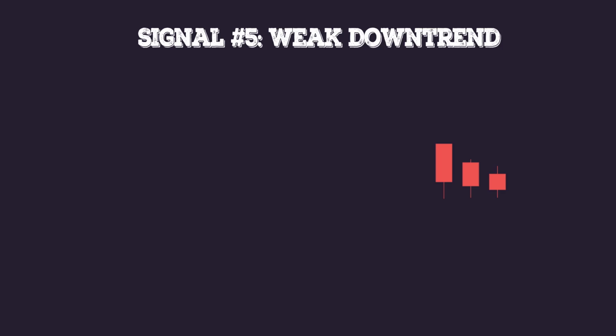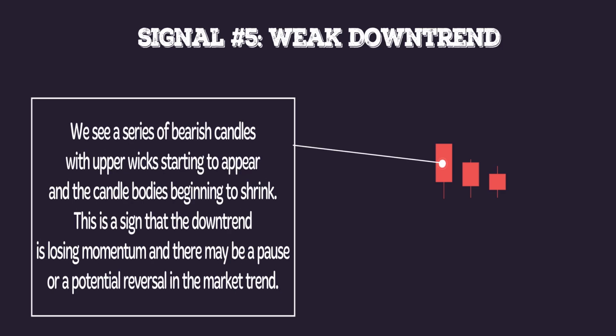Signal number 5, weak downtrend. When the downtrend loses strength, we begin to see a series of red candles with upper wicks forming. At the same time, the candle bodies become smaller and smaller. This is a classic sign that bearish momentum is weakening, and the market may be headed for a pause or a potential reversal.